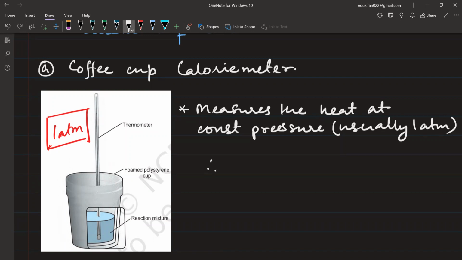So what does it measure? It measures Qp, and Qp is equal to what? Delta H or delta U? Tell me. Heat exchange at constant pressure is equal to delta U or delta H? Delta H.